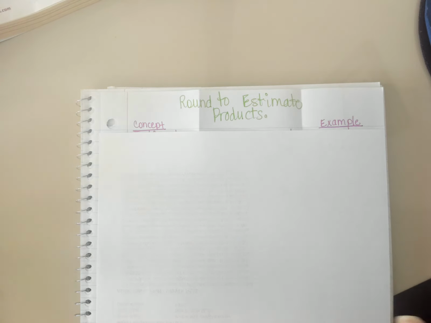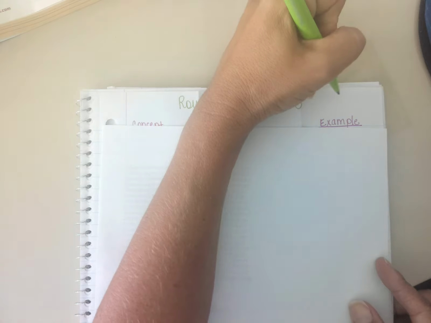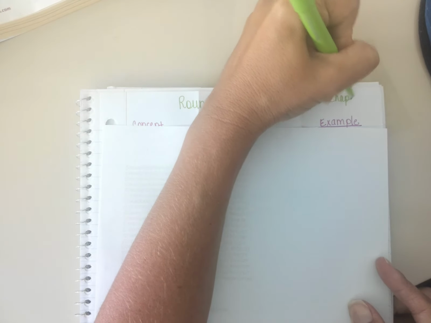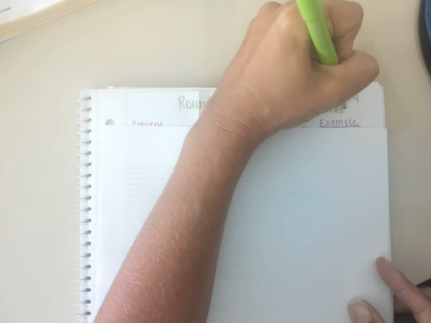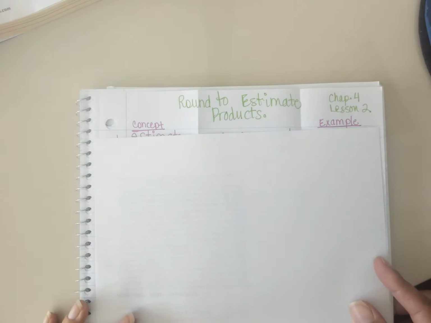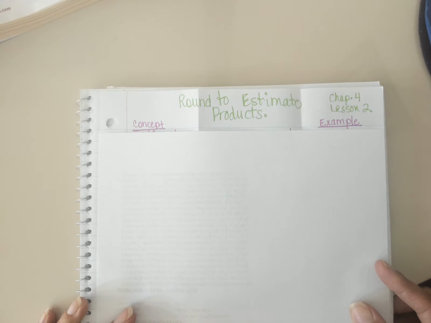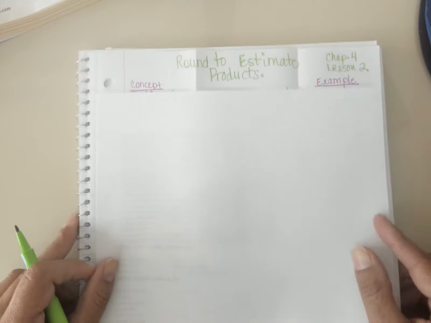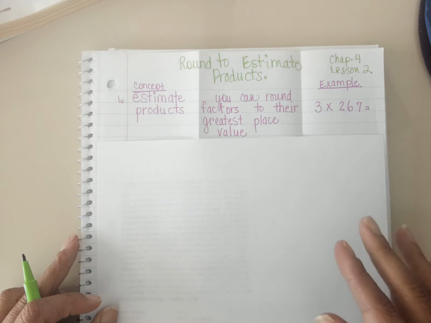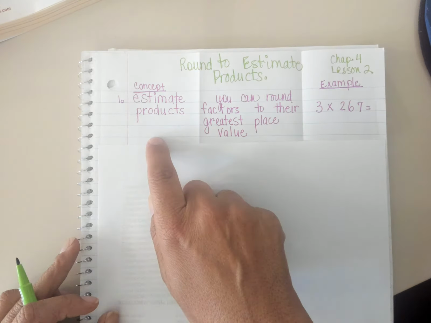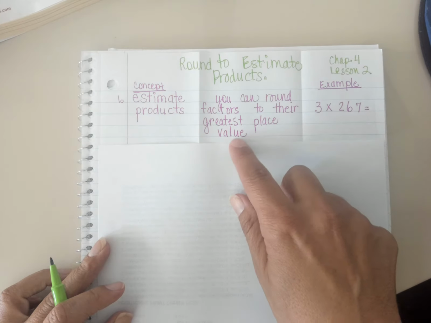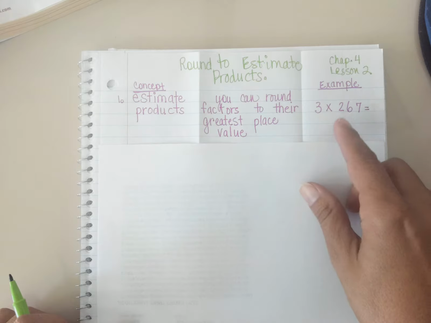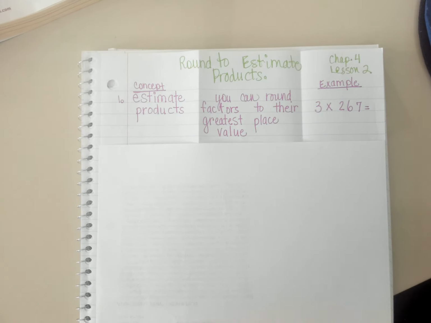This lesson is called Round to Estimate Products. We are now on Chapter 4, Lesson 2. It's very similar to when you round to add or subtract. So the concept is estimate products. You can round factors to their greatest place value, and we'll practice. Go ahead and copy that.